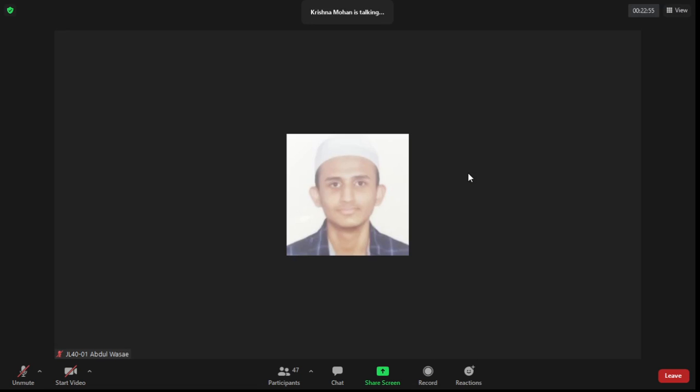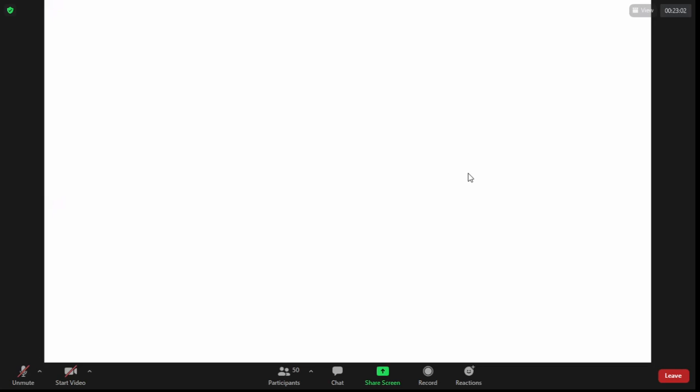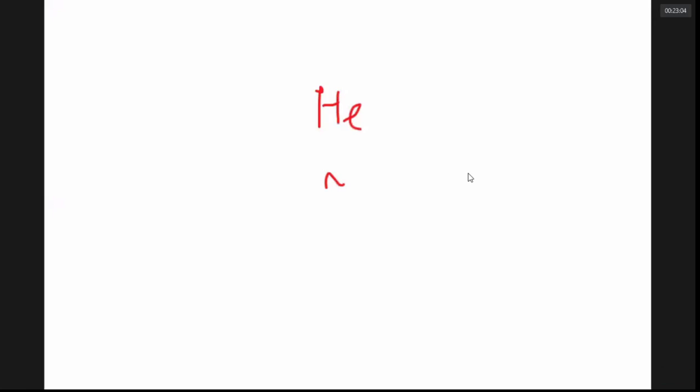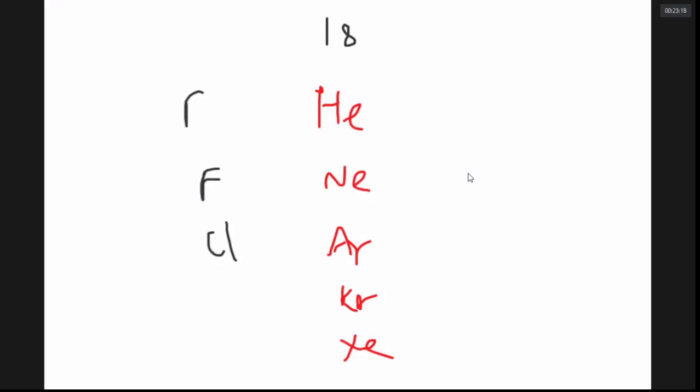After noble gases, you have first group metals. Helium, neon, argon, krypton, xenon, radon are there in the 18th group. Before the 18th group, you have fluorine, chlorine, bromine, iodine. They have 7 electrons in the valence shell.